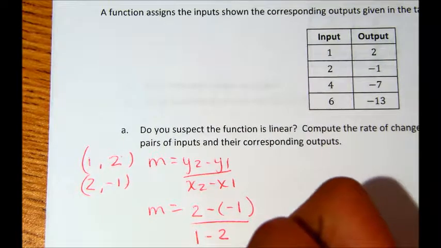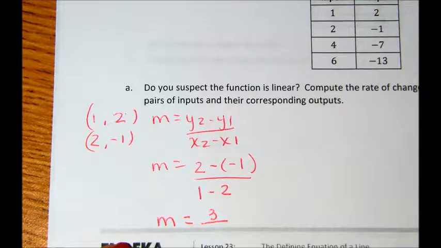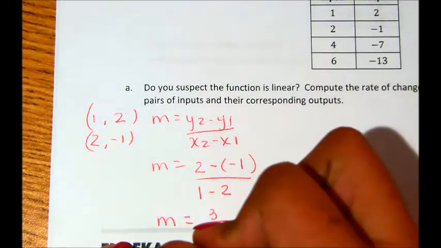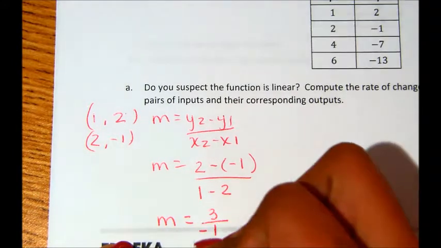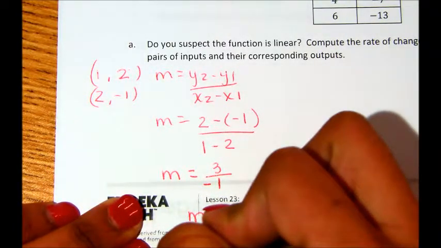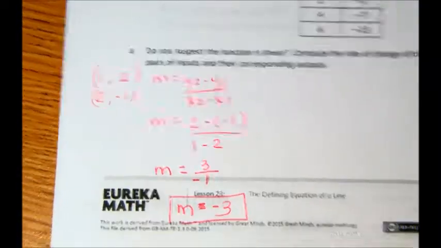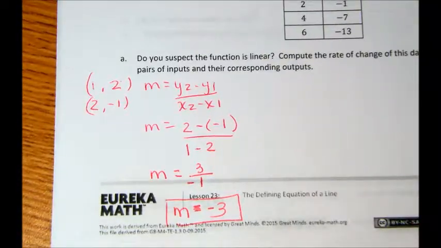Continuing to do the work, I know that 2 minus a negative 1 is actually 2 plus 1, which gives me 3. And I know that 1 minus 2 is going to give me a negative answer, so this is going to be a negative 1. So slope is actually, when I have a negative divided by a positive, negative 3. Please find 2 other ordered pairs to calculate slope.